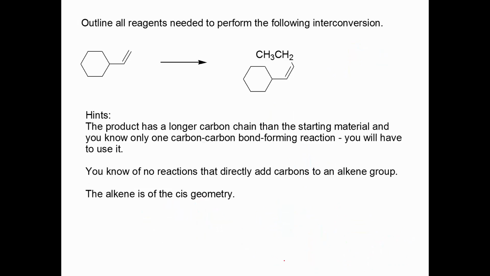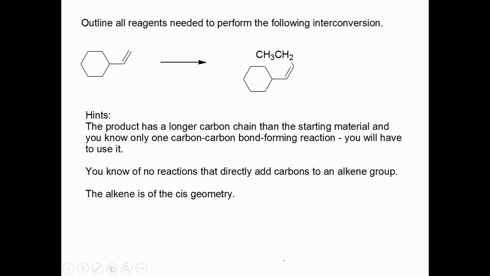All right, here's a synthesis problem. Outline all reagents that are needed to perform the following interconversion. All right, so there's a couple of hints here. The product has a longer carbon chain than the starting material. That means you're going to have to use the only carbon-carbon bond-forming reaction that's been introduced in this class to date, and that's the alkylation of acetylenes. Okay? We don't know of any reactions that directly add carbons to an alkene group, so again, we can't just take the starting material and deprotonate it. It's not acidic enough.